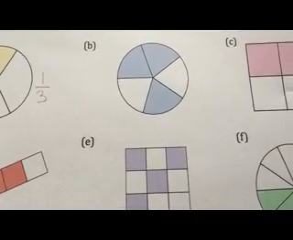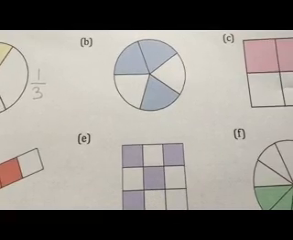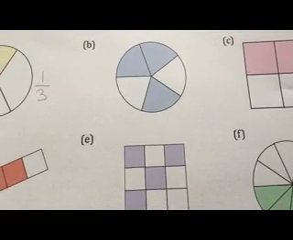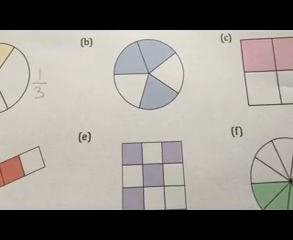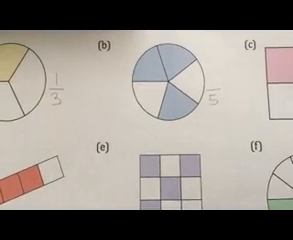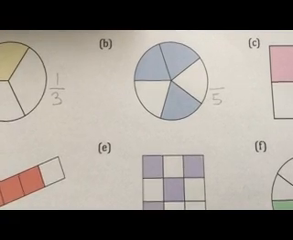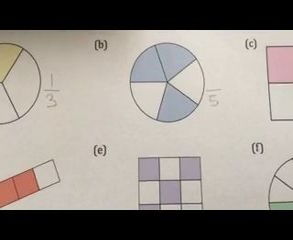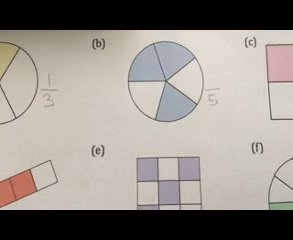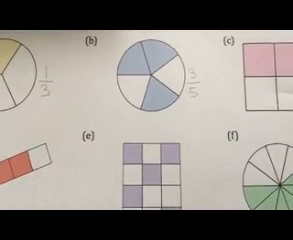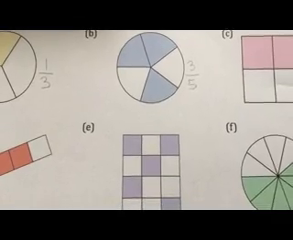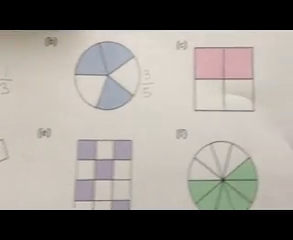How many pieces are there? Well, there are 5 pieces. So the denominator is 5. Now we need to look at how many pieces are coloured in. Well, there are 3 pieces coloured in. So the fraction is 3/5. Let's have a look at question C.